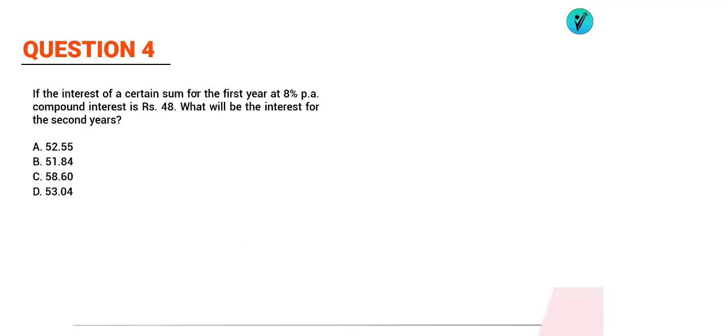If the interest of a certain sum for the first year at 8% per annum compound interest is rupees 48. Means it is on CI, and for the first year, at the rate of interest of 8% on CI, they are saying that CI is equal to 48 rupees. As we know that for the first year SI and CI are both equal. So whatever the principal is, 8% of that principal is equal to 48. They are asking what will be the interest for the second year.